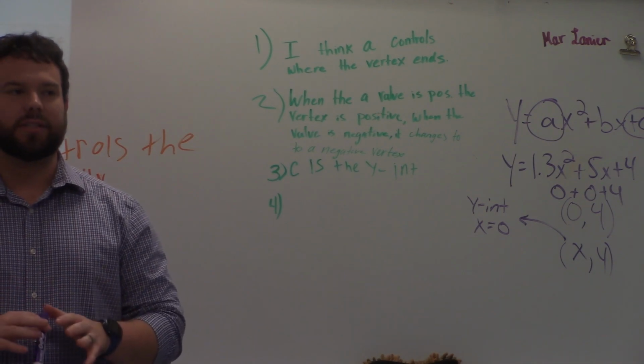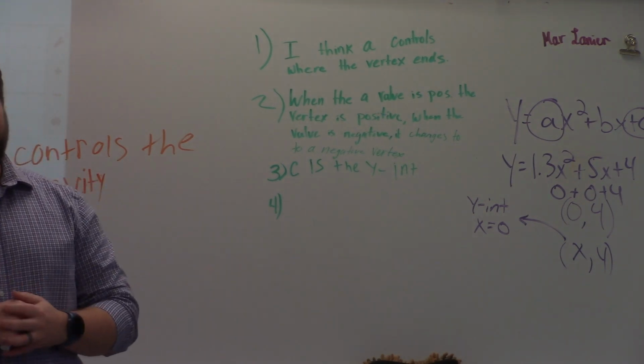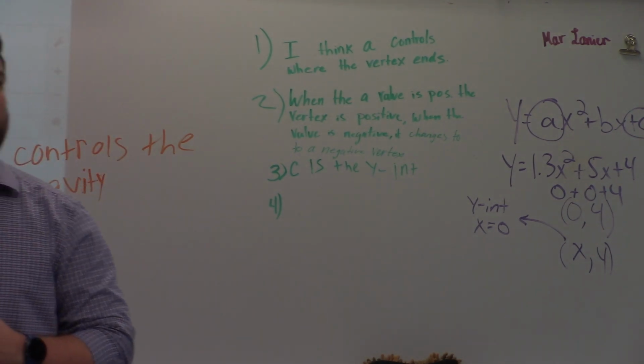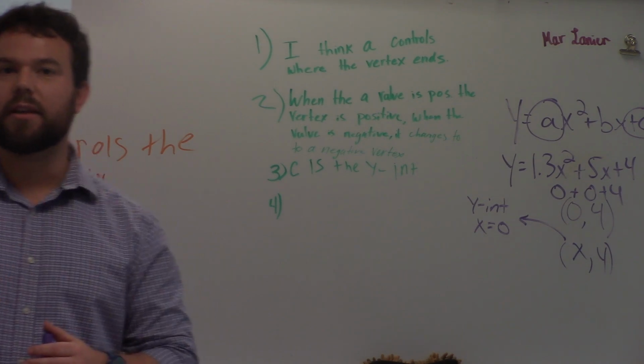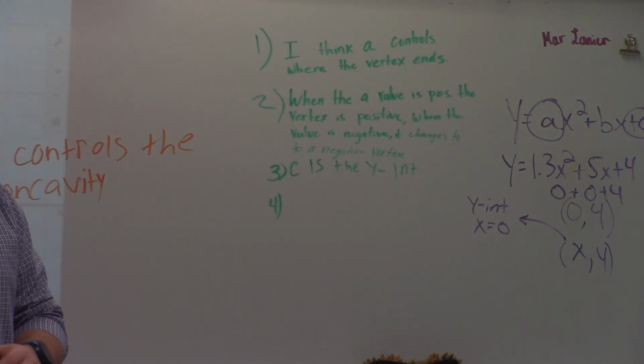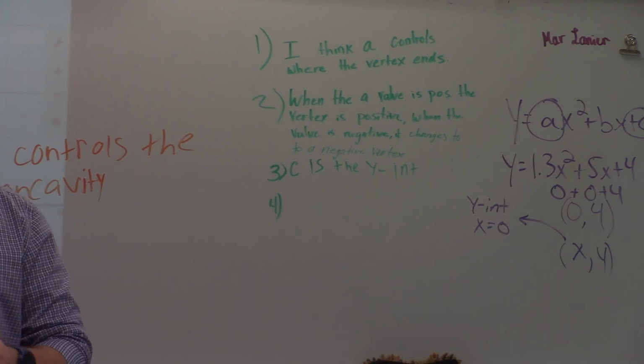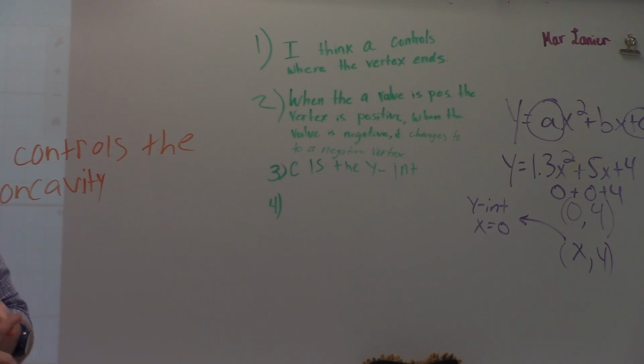Listen, hear me clearly on this. Very often, students want to make B the x-intercept. B is not the x-intercept. B is only related to the vertex. B on its own is not a thing, so don't put B as being something special. What does A control? It controls the concavity. Remember, A controlled the concavity. We have that information written somewhere around the room.